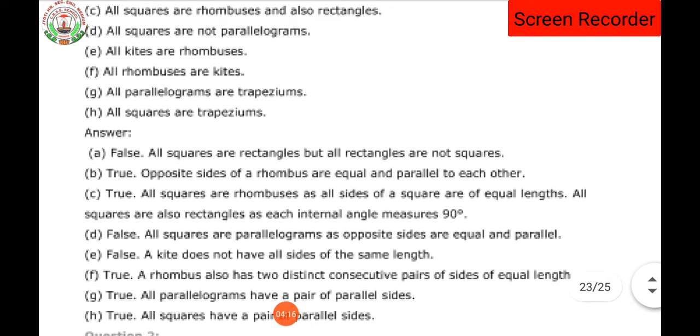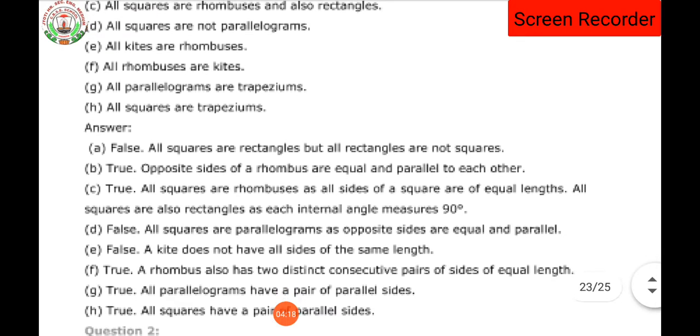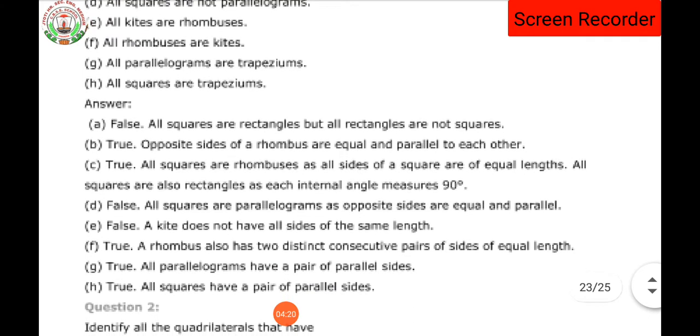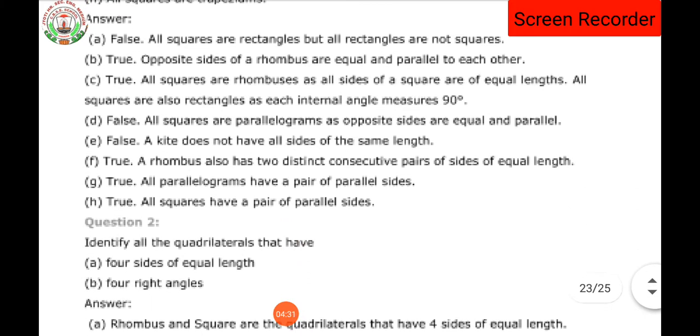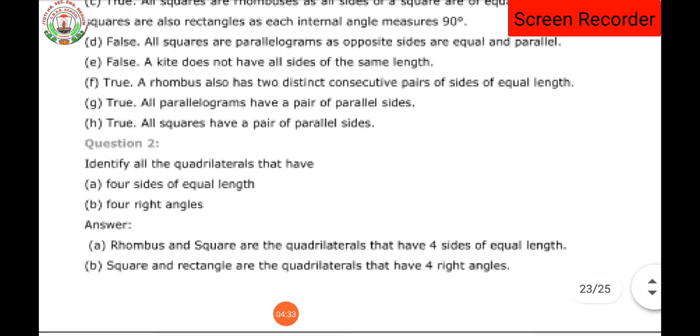So these are the statements which belong to true and false. Also we have given the reason. If the statement is false, we have given the reason. If the statement is true, we have also given the reason. So dear students, write true or false along with the reason.